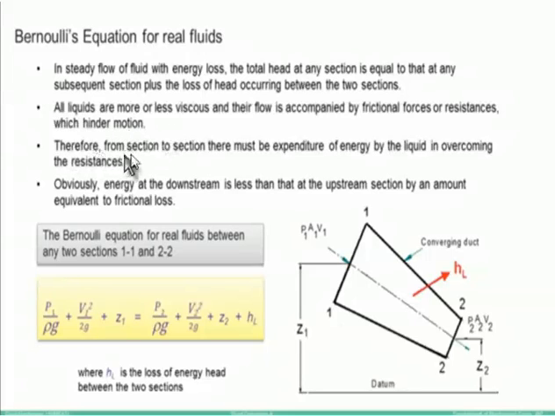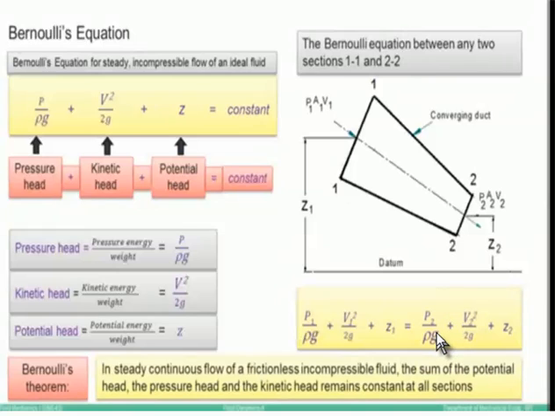Okay, so therefore from section to section there must be expenditure of energy by the liquid in overcoming the resistance. Obviously the energy at downstream is lesser than the upstream section by an amount equivalent to the friction loss. Okay, so we are going to apply the Bernoulli's equation for this section and this section. So the energy loss is added to the section 2 term. So you have to remember these two formulas, one formula for the real fluid and another one for the ideal fluid, to solve some numericals.